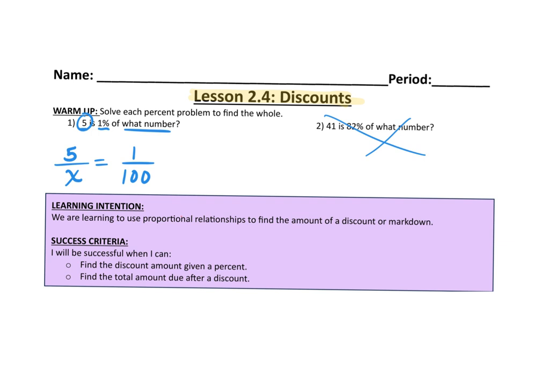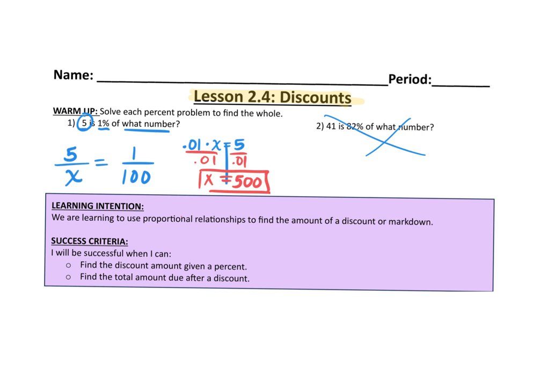If you like to solve it using the equation, I'm going to do 1%. That's 0.01 times the whole, which I don't know, gives me the part. Okay, to solve it that way, I'm going to just divide by 0.01 on both sides to get my answer. Okay, so either way you solve it, go ahead and try that. Right, when I type that in, I end up with 500. So that is my whole number.